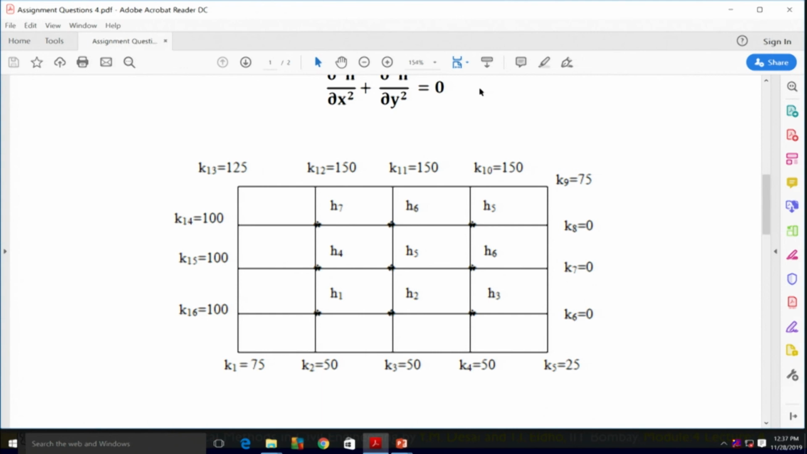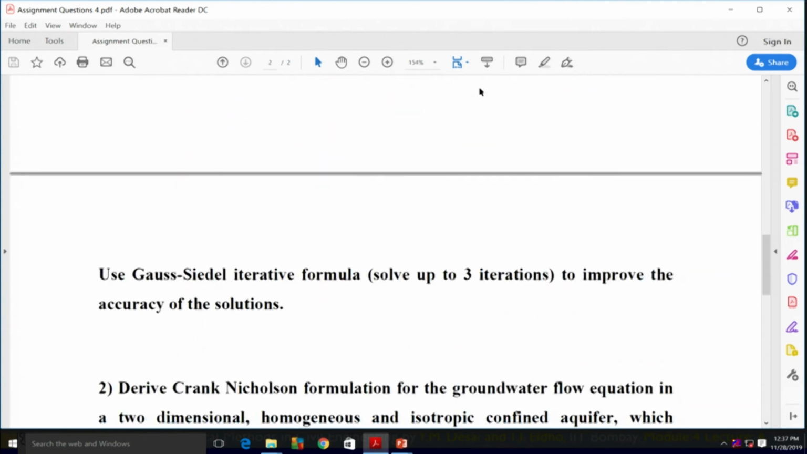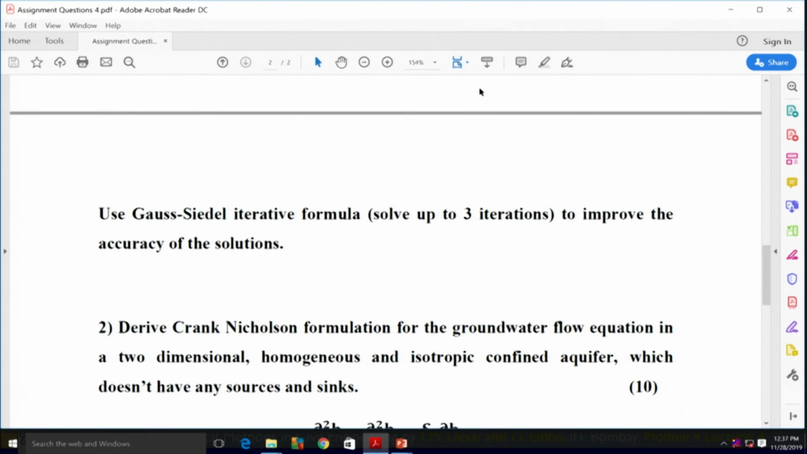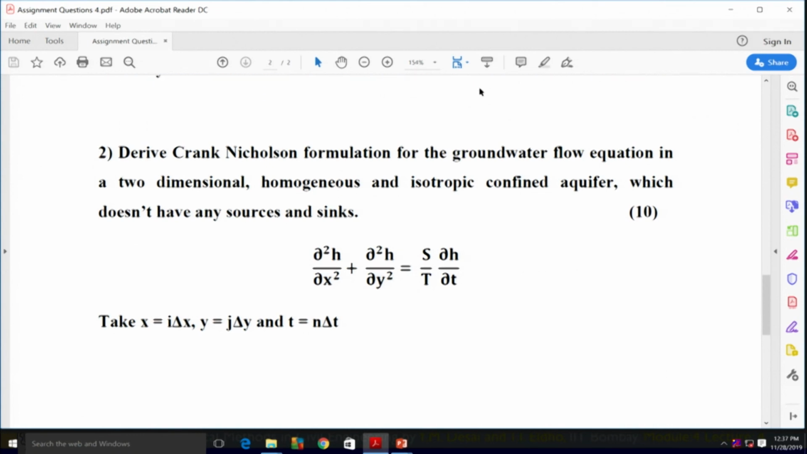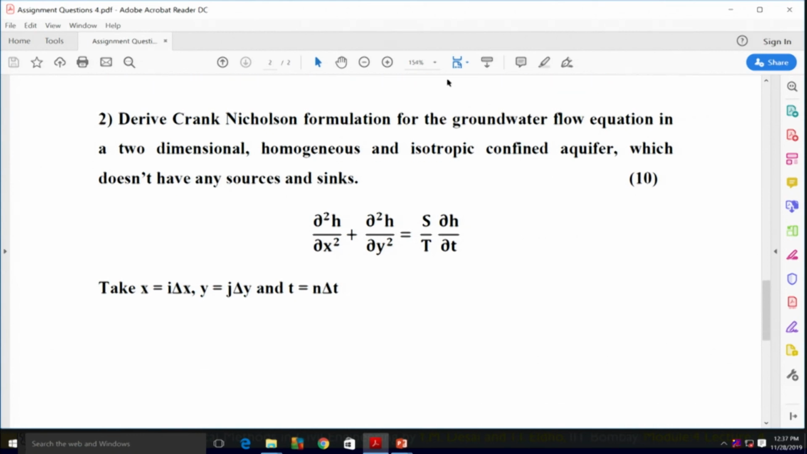That is straightforward. Now, the second problem is to derive the Crank-Nicolson scheme formulation for the groundwater flow equation in a 2-dimensional homogeneous isotropic confined aquifer which does not have any source and sink. Here the governing equation is del square h by del x square plus del square h by del y square is equal to s by t del h by del t. So, this is the problem.